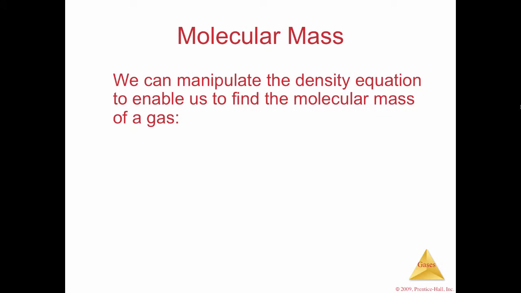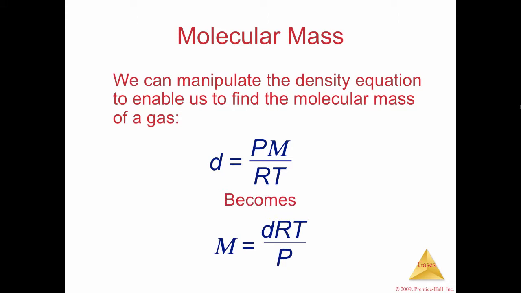Molecular mass. One can manipulate the density equation to enable us to find the molecular mass of a gas. So again, we're looking at the same equation, and if we manipulate it a little bit, we can turn that into molar mass equals density times the constant R times T over P. So same equation, just solving for a different variable.